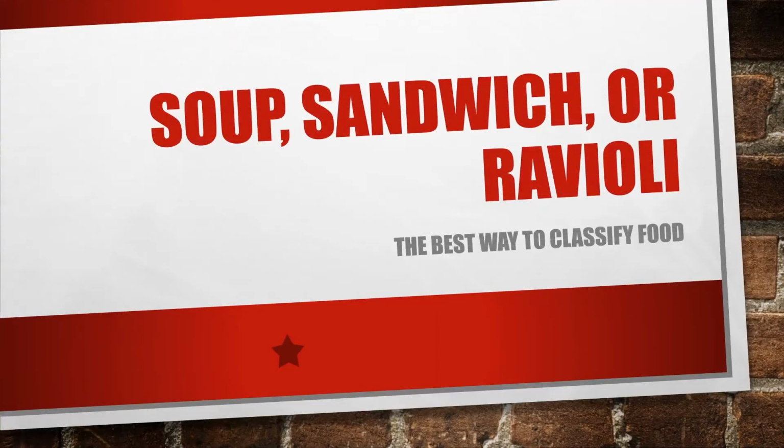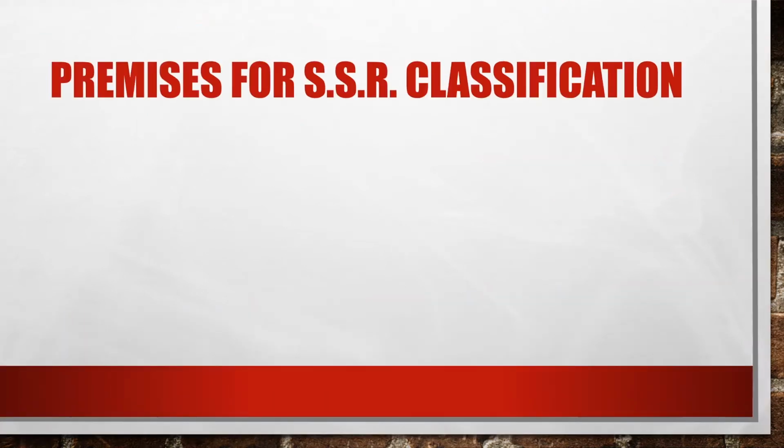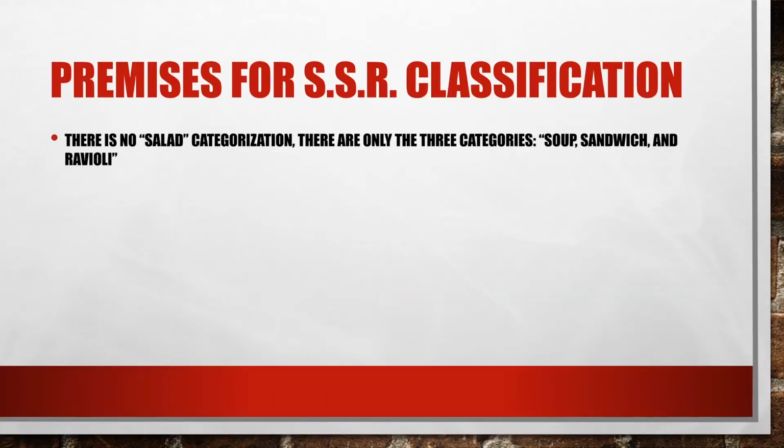This is how we're going to start off with the classification of all foods, okay? The first premise that we're going to go over is that there's no salad, okay? This is soup, sandwich, ravioli, people. Mom and Dad couldn't afford a salad category this time around, okay? That's all right. Maybe next time. Maybe in your classifications, but not in this one.